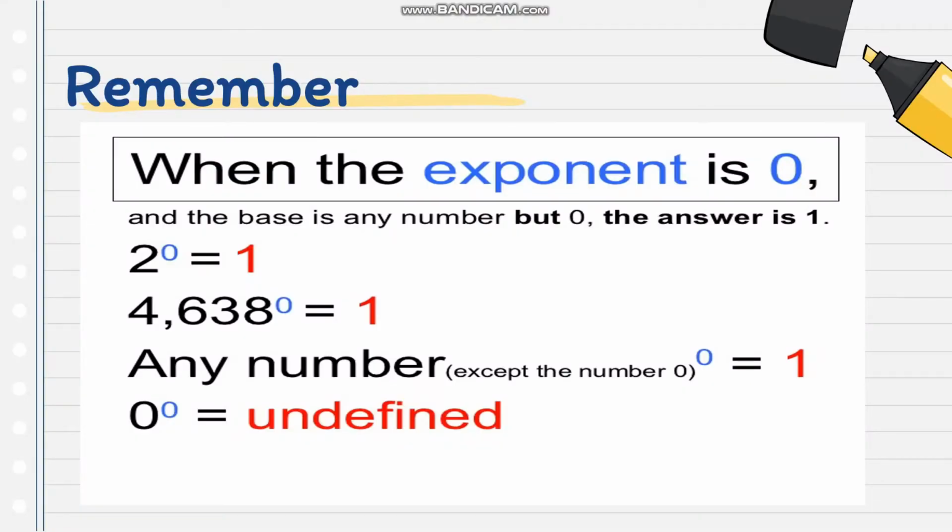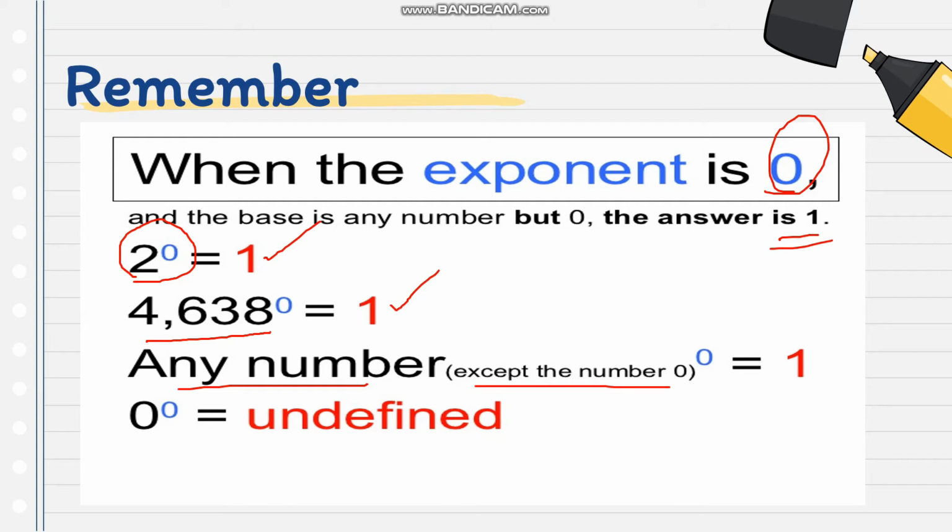Now, always remember this. When the exponent is 0, and the base is any number but 0, the answer is 1. Like for example, 2 to the 0 power, it means the answer is equivalent to 1. 4,638 to the 0 power is equivalent to 1. In short, any number, if the exponent is 0, that is equivalent to 1. Any number except the number 0. 0 to the 0 power is equivalent to undefined. So always remember that one.